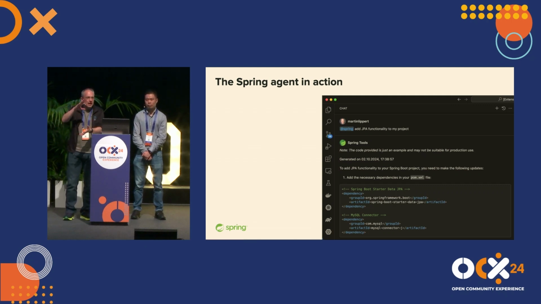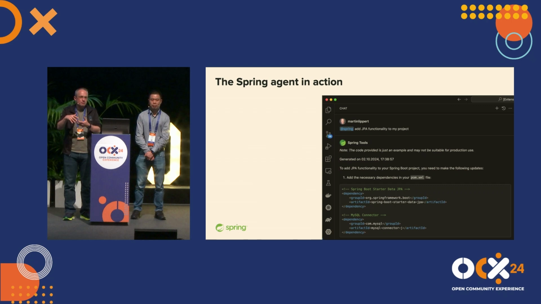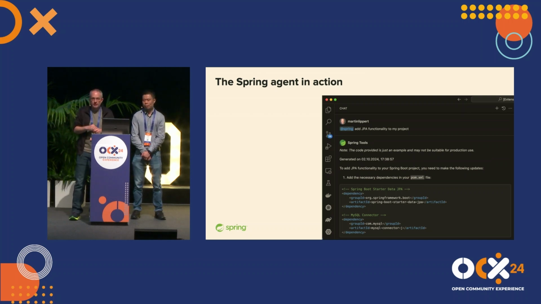And things like that. So what we do is, you say add Spring, and you say, for example, add JPA functionality to my project. So I would like to get some additional persistence into my project because I would like to use Spring Data. It will actually generate output that looks like a nice guide on how to do this.